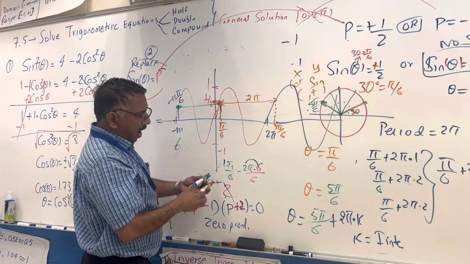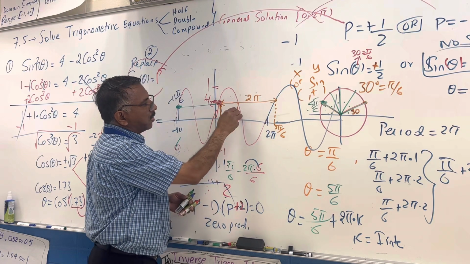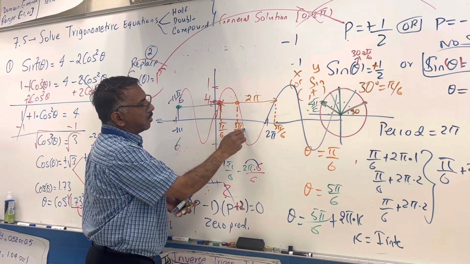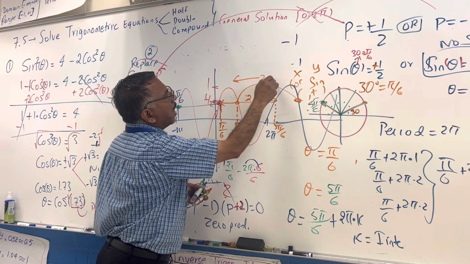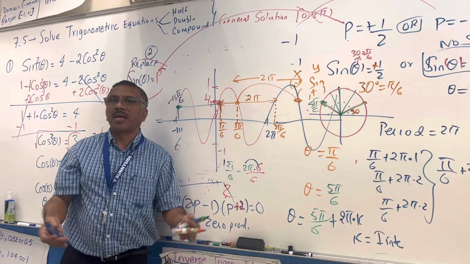You can start with the other one, which is 5 pi by 6. So this is that 5 pi by 6. And you do the same thing from here to this point. So that's like 2 pi. And you go on doing the same thing, and that's it.